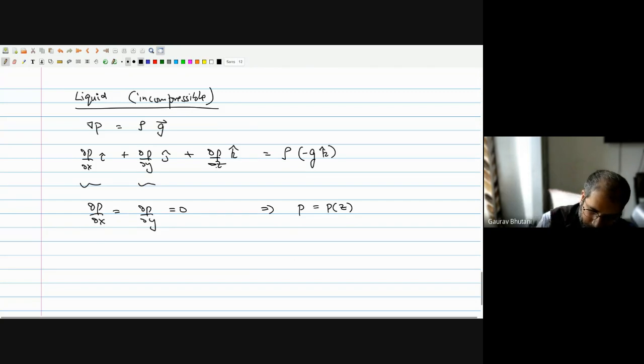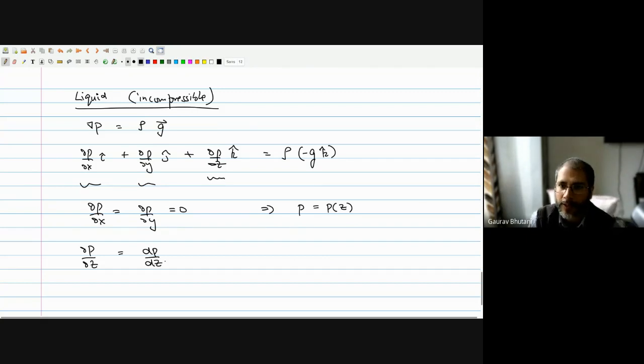So if pressure is only a function of Z, then instead of writing partial P by partial Z, I can write dP by dZ, because pressure is a pure function of Z now. It's no X and Y. So this becomes equal to, from this relation, minus rho G.